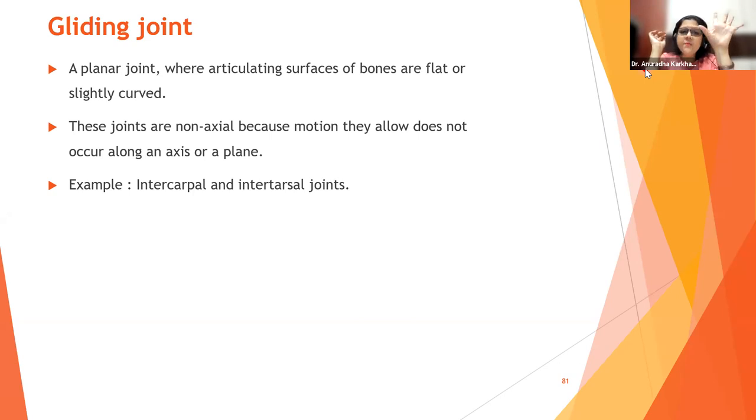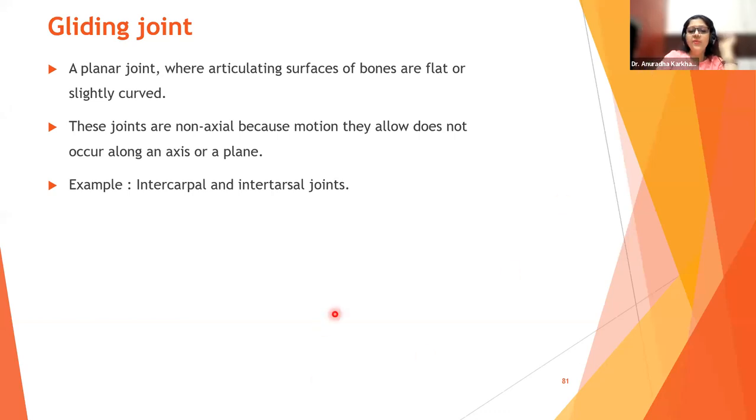You cannot feel that. For example, if it is my wrist, you can see flexion, extension, abduction, adduction, circumduction, you can see them, but you cannot see the intercarpals move. So these types are going to be your gliding joints. Did you all understand the difference? What is a gliding joint and where is it present?